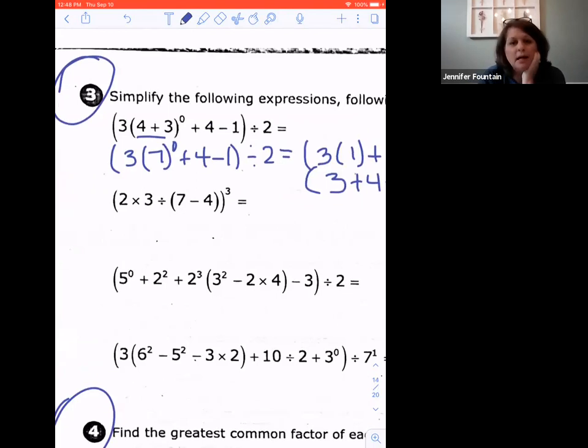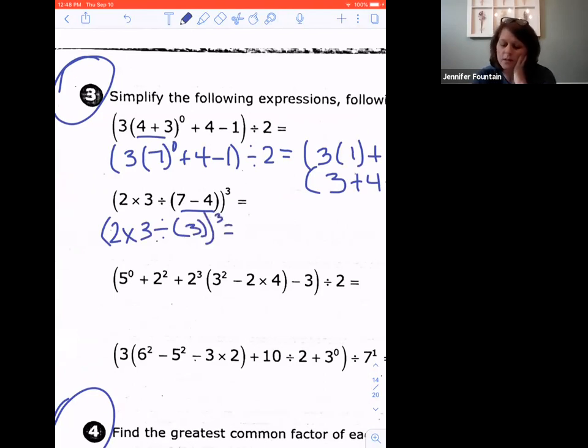Again, I have parentheses inside of parentheses, so that's going to be where I start. So I have 2 times 3 divided by (7 minus 4 is 3), and then we have to the 3rd power. Still working inside those parentheses, and we can see I have multiplication and division. Okay? So what I'm going to do is I need to multiply first because I'm going in order from left to right. So I've got 2 times 3 is 6, divided by 3 to the 3rd power.